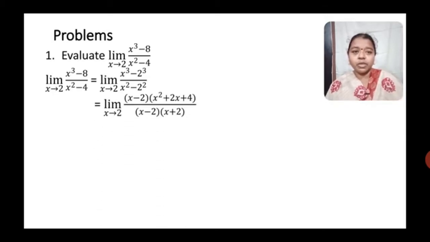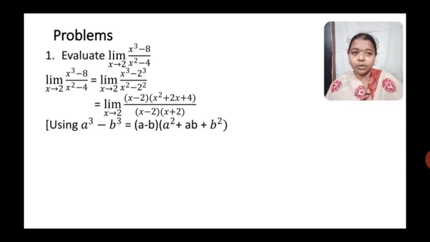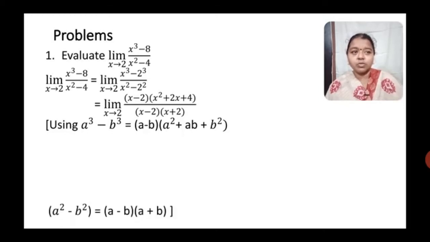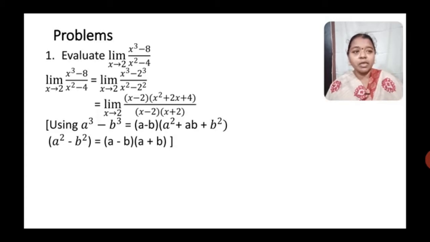So what we are doing is, we will be using the formula a cube minus b cube, and we all know a cube minus b cube is a minus b into a square plus ab plus b square. This was way back studied in high school. The next formula which we are again going to use is a square minus b square is equal to a minus b into a plus b. That is, a cube minus b cube formula will be used in the numerator, and a square minus b square formula will be used for the denominator.